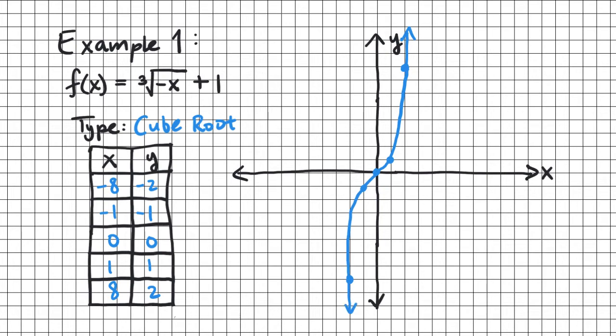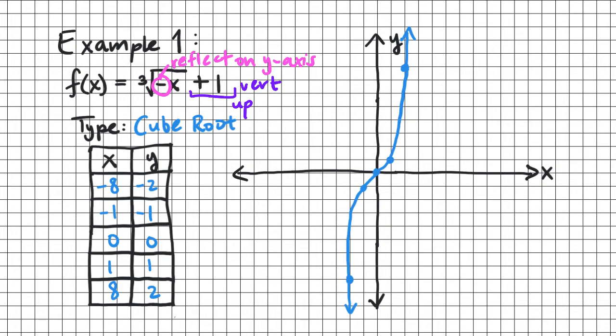How many of you are getting better at drawing these curves? I hope you are, right, we have been practicing them for so long. So let's look at the transformations that are going on. We have a negative inside, so that means reflect on the y-axis. And then we have a +1, which means we're going to move vertically up.